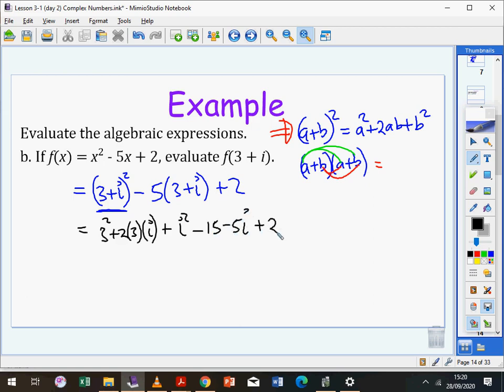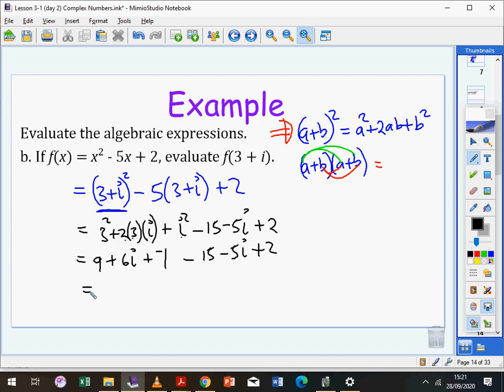So down here I have 9 plus 2 times 3 times i, which is 6i. i squared, I hope you remember, is negative 1. I have negative 15 minus 5i plus 2. So the only thing I have to do now is collect like terms.